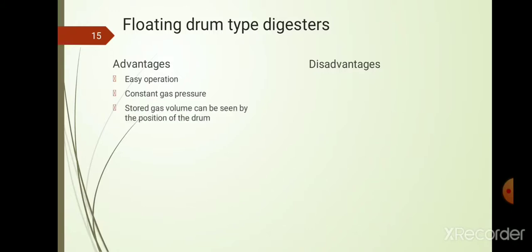And another advantage is we can predict this gas volume, how much gas is produced. We don't know anything inside because it is highly insulated from light, sunlight and air, etc. But in this reactor, by looking at the position of the drum, if the position of the drum is very high, we can say that there is enough gas production occurring. But if the position of the drum is very low in the digester, we can say that it is very low gas production. So like that we can predict the gas volume produced in this type of digester.